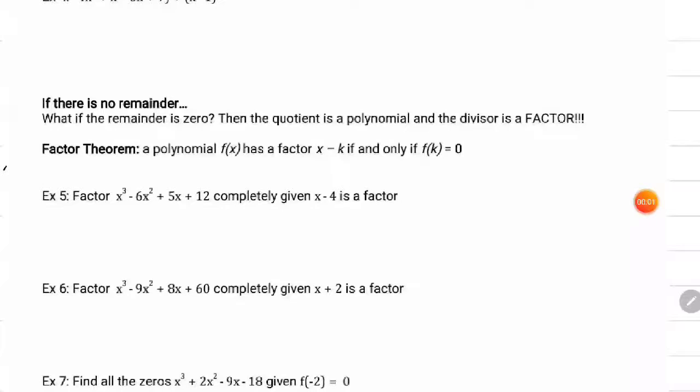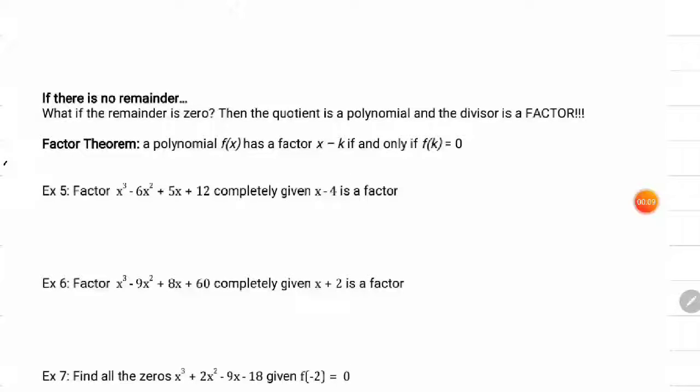Alright, for our next example, we have 4x cubed plus x squared minus 3x plus 7 divided by x minus 1. So remember, when we're doing synthetic division, we're going to change that minus 1 into just x equals plus 1. And then we're going to write our coefficients. So our x cubed is 4, x squared is 1.